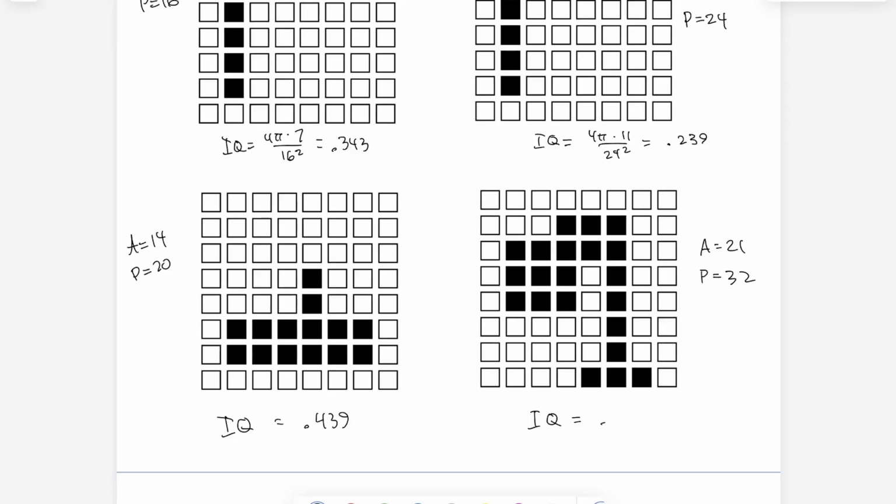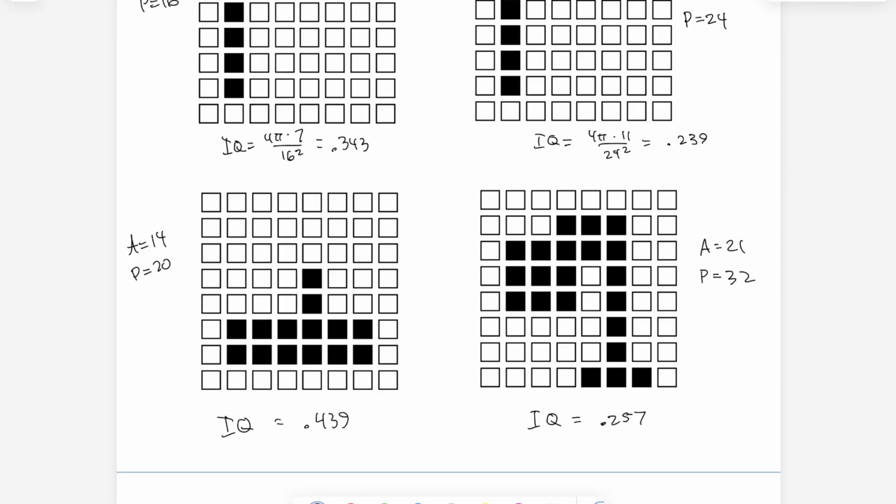And then when I plugged that one in, I got 0.257 for the isoperimetric quotient. All right. This is a specific measure of how weird the shape is. Any questions about any of those? I hope that you got something like that.